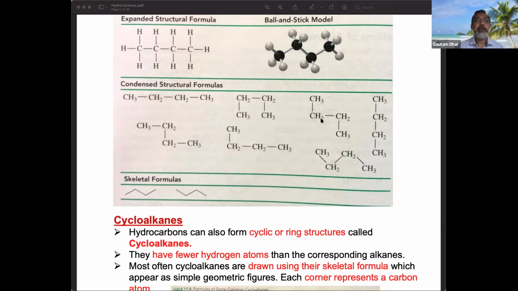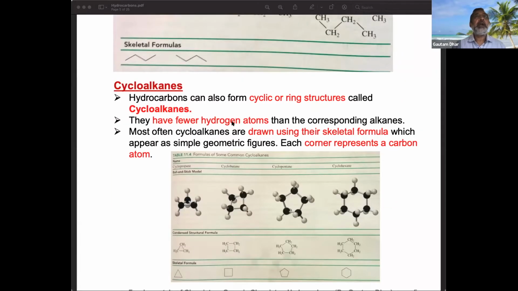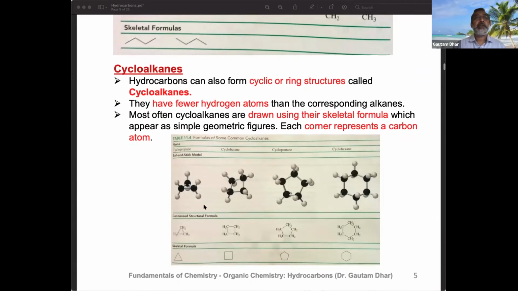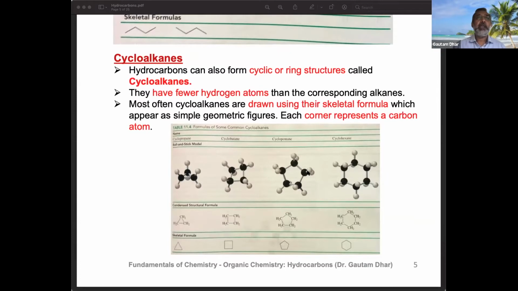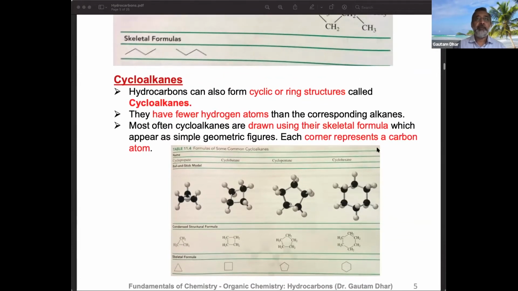7 different drawings, as well as the skeletal formulas here, represent the same formula. So they have fewer hydrogen atoms. We are talking about cycloalkanes. So cycloalkanes are cyclic compounds. You can think of this as taking this rope and joining the two ends. Now, when you are joining the two ends, you cannot form a bond without eliminating two hydrogens. So they have two hydrogens less than a similar linear compound.